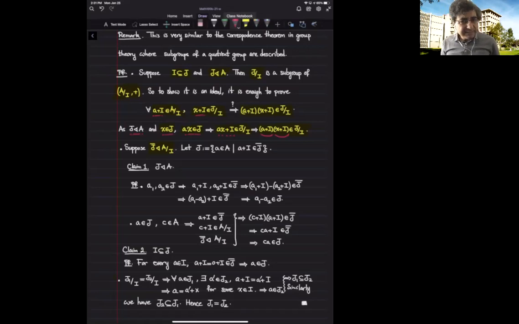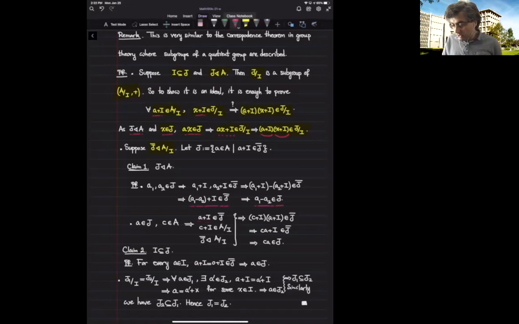So I pick two elements, then the cosets represented by these two elements belong to J bar. J bar is closed under subtraction. Therefore, a1 minus a2 plus I is inside J bar. But then by definition, that means the difference between a1 and a2 is also inside J. Now, why is it closed under scalar multiplication? I pick an element inside the ring A, and I pick an element inside this ideal J. And by definition, that means the coset represented by the element belongs to J bar.